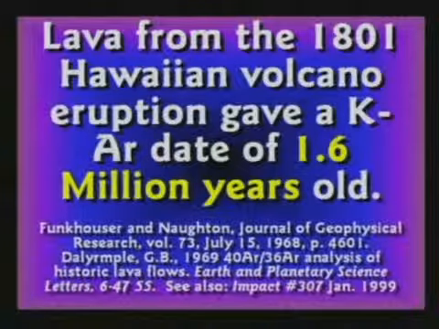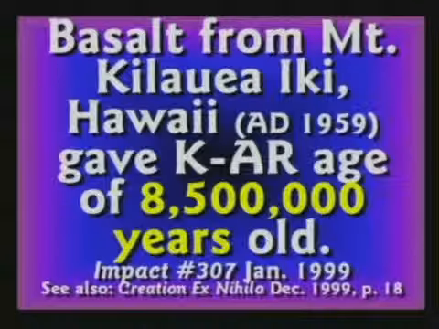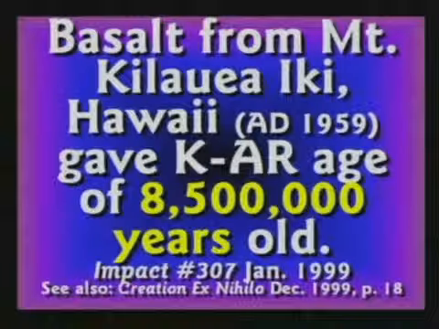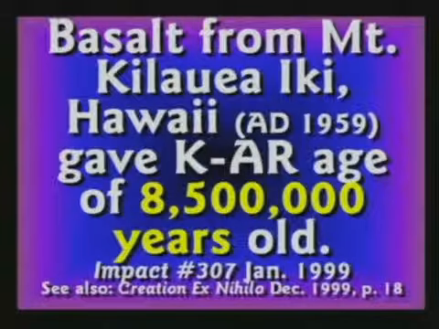It didn't work, okay? Hawaiian lava flow, let's see. In 1959, they knew when the lava erupted. It's supposed to reset the clock. It's supposed to make an event horizon. Well, how come it's 8.5 million years old?